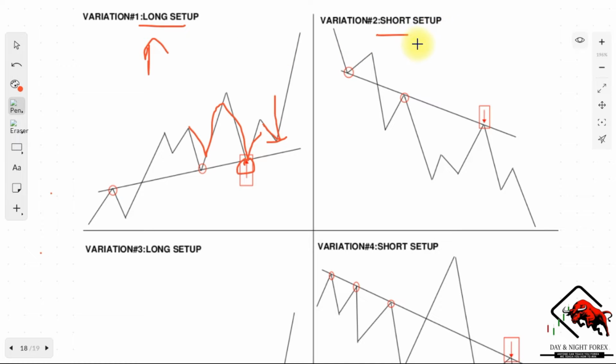Variation number two is a selling setup. As you can see right here, the market bounced off our support, came back, broke through, and it is now resistance. It had a W formation here, turned around, came back here, but then it retested this level, bounced off, and went down. And as you can see, we also have a head and shoulders in this instance.